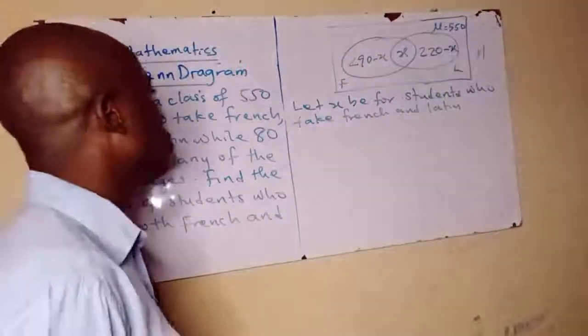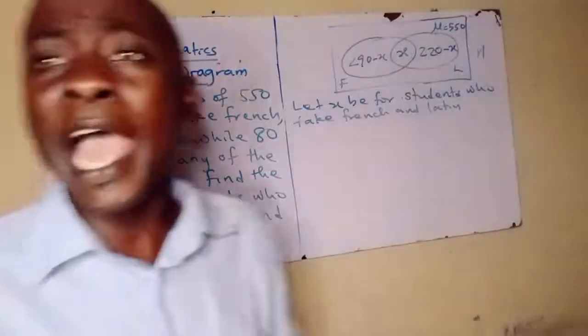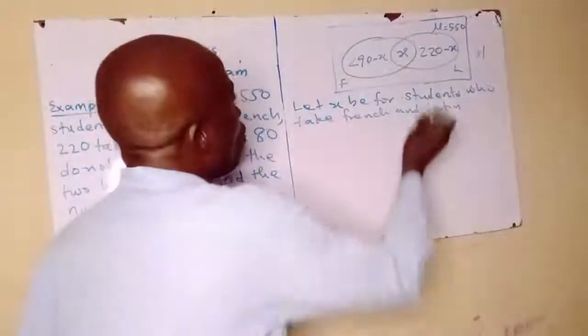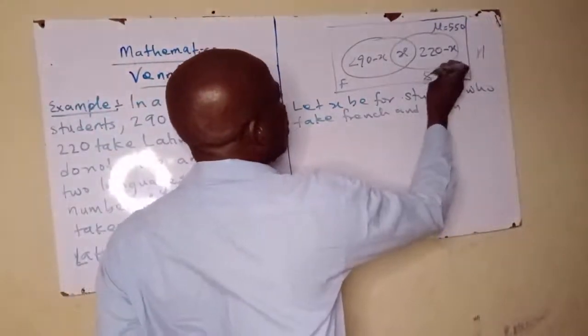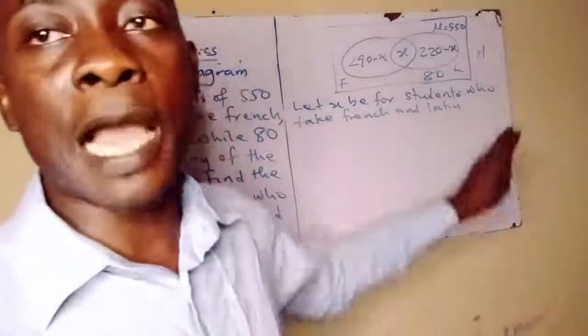Now we can solve this. They say that 80 do not take any of the languages. They don't belong to the language takers. So those people will be outside the sets because they don't belong to the group. They don't take anything, so you leave them in their place there.